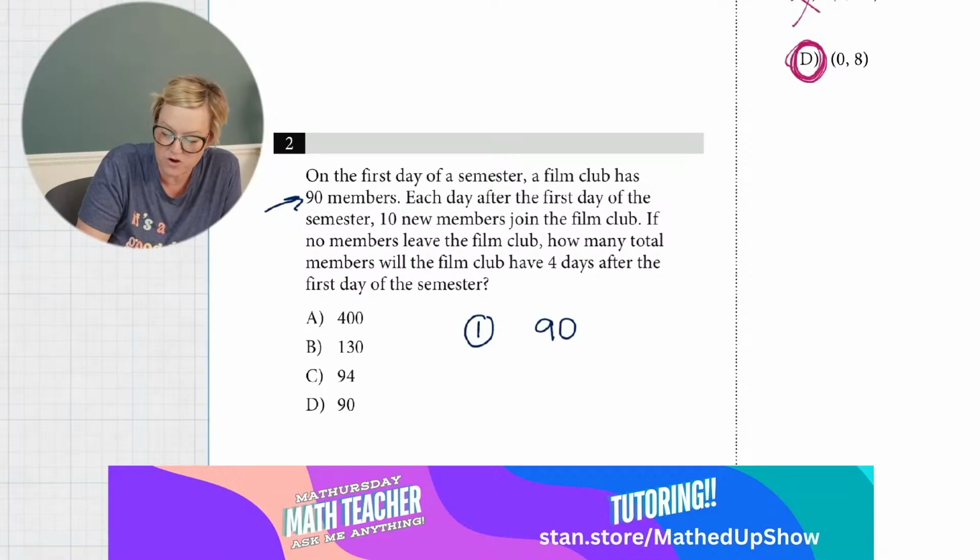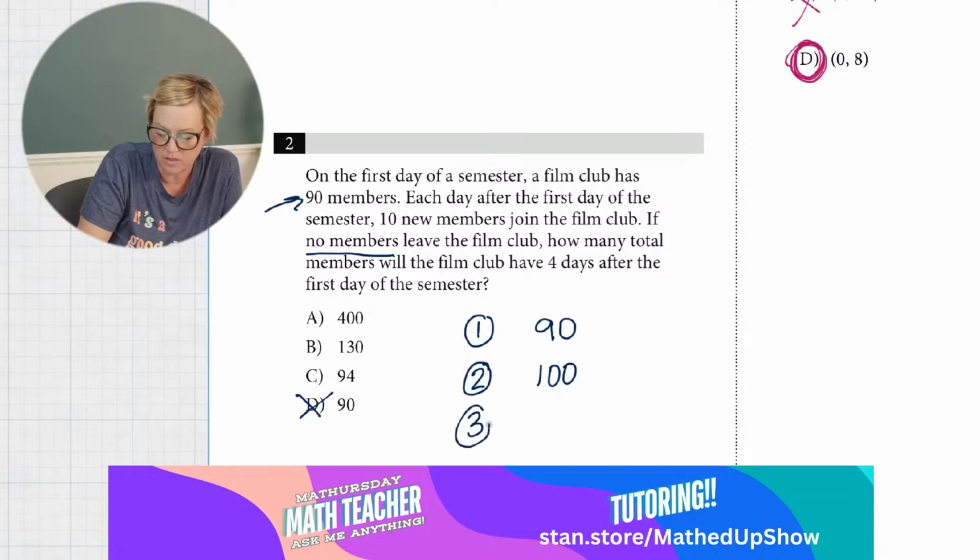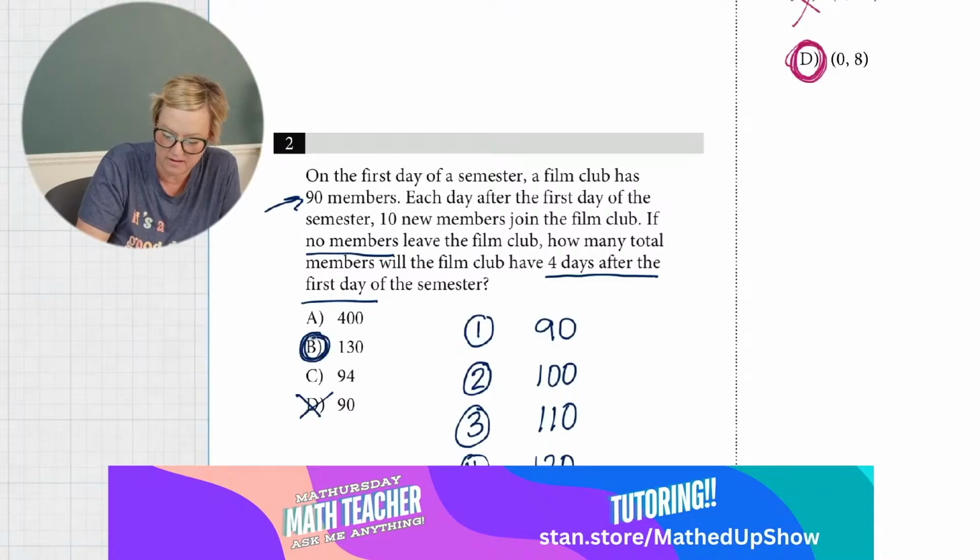So right there, if no members leave the film club and we've got 10 new members joining each day, I know it's not going to be 90, right? I know it's not going to be 90 because I've got adding 10 each time. So on day 2, I'm going to have 100. On day 3, I have 110. Day 4, I have 120. Day 5, which is 4 days after the first day, I have 130. So the answer is B.